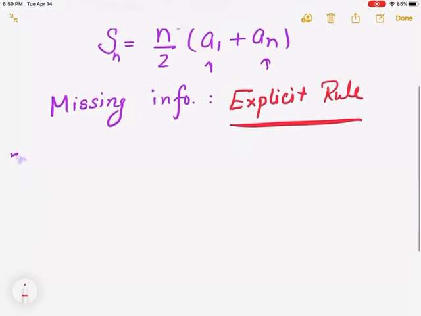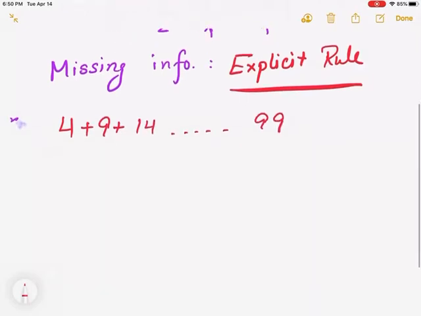I'll start out with something simple, kind of an easy example, so that you can understand the process. Let's say I have 4 plus 9 plus 14 ... and 99. First, I need to check if it's an arithmetic series or not. Let's see if it's going up by the same distance or not. 4 to 9, adding 5. 9 to 14, adding 5. So yes, it's an arithmetic series.